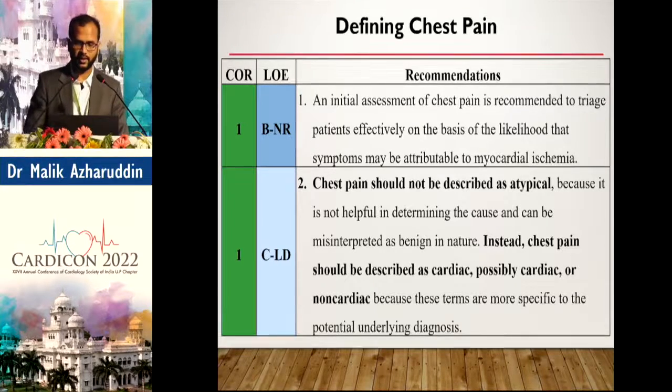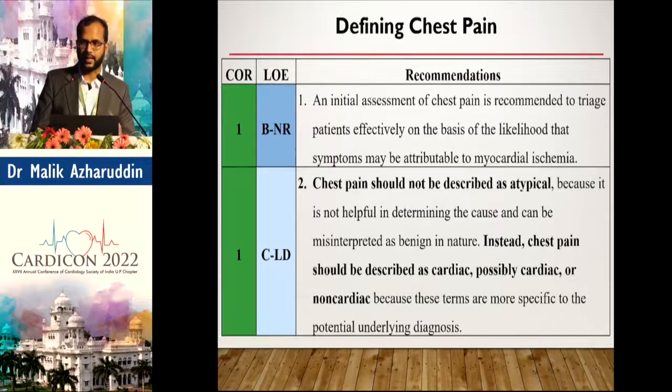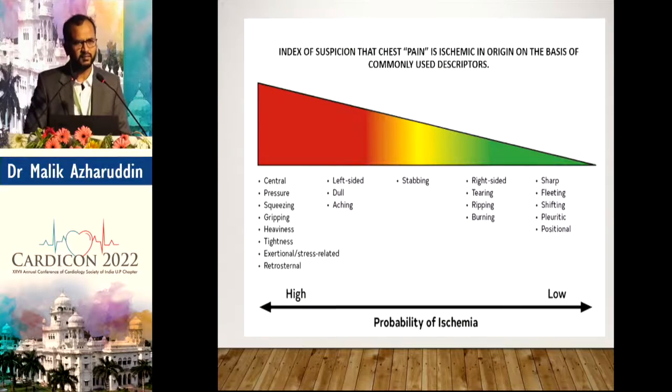The key thing is we have to stop using the term atypical, because it does not convey much meaning to the person who is reading your records. Instead of atypical, you use words like cardiac, non-cardiac, or possibly cardiac. That conveys much more sense for record keeping. So how to do that? It's pretty simple, and we have been doing it for ages.